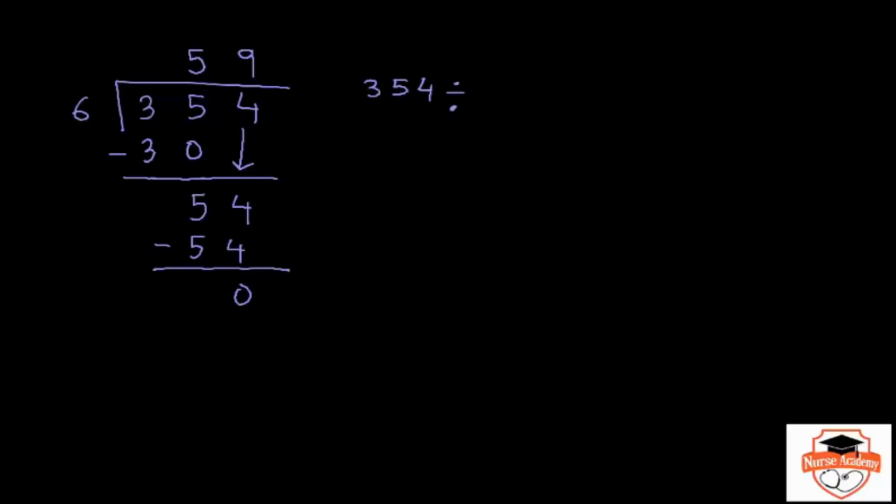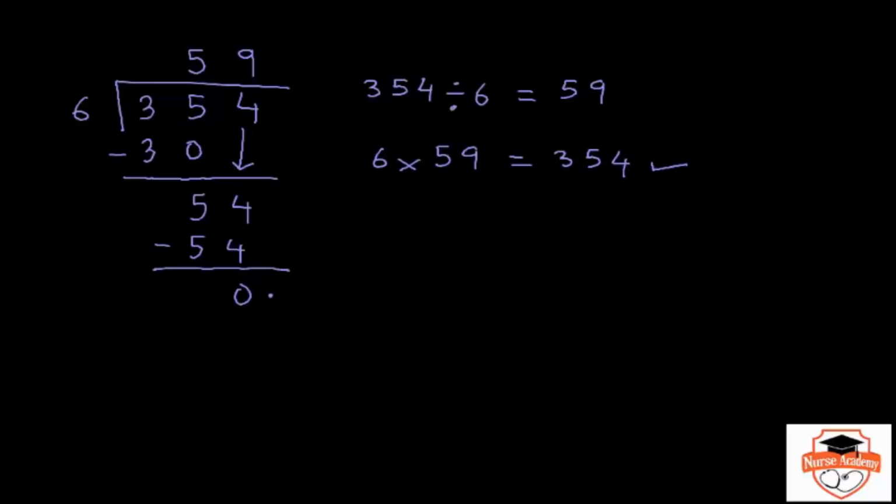354 divided by 6 is 59. If you want to check if you got this right, remember you can always turn a division sentence into a multiplication sentence. Multiply the divisor with the quotient. So multiply 6 with 59. If you get the dividend back, which is 354, you got it right.